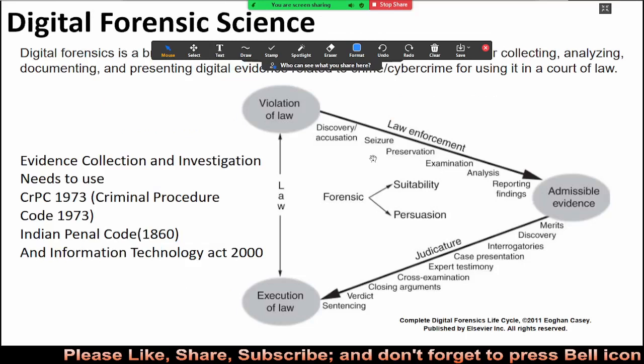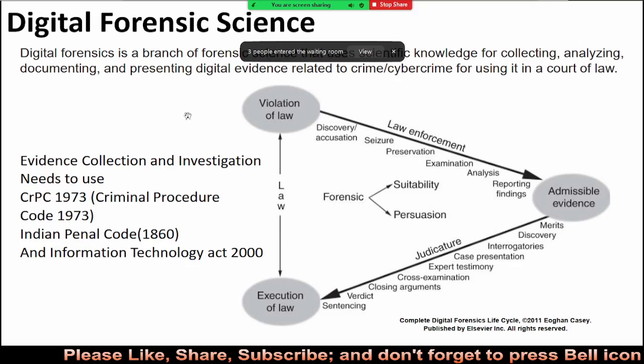So digital forensic is basically what? The branch of forensic science or forensic knowledge for collecting, analyzing, documenting, and presenting digital evidence related to crime or cybercrime for using it in a court of law. This is a simple thing.